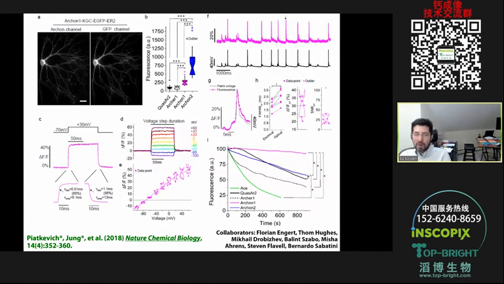In the upper left-hand corner, we got a molecule that we called Archon, which is really well localized in the membrane. In the upper right-hand side of the slide, it had very high change in fluorescence during action potential. You would shine red light and look at redder light with your fluorescence microscope. And in the lower right, you can see it's very photostable as well. We call this molecule Archon.